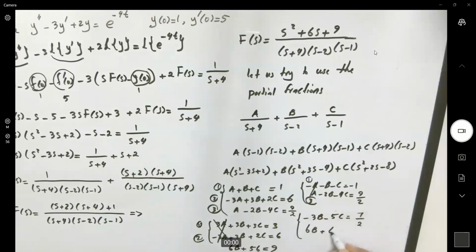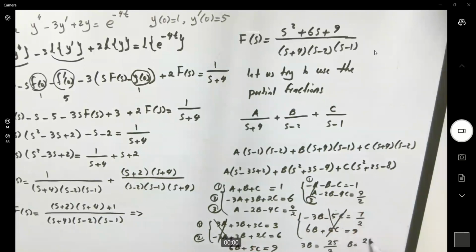6b plus 5c equals 9. So you can cancel out these two. What do you get? You get 3b equals 25 over 2, or b is 25 over 6. If we are not mistaken, we already found our b.